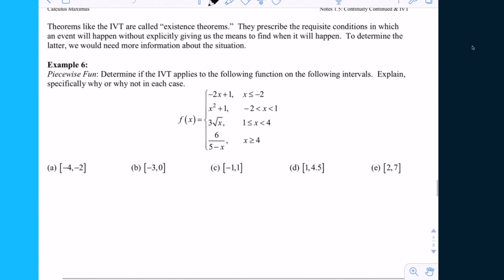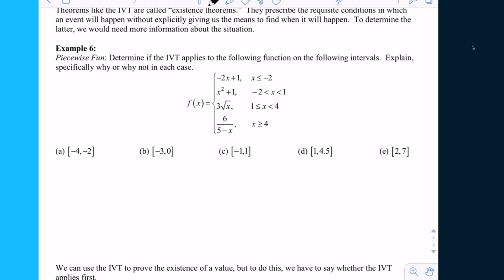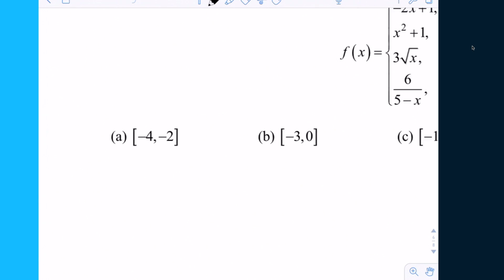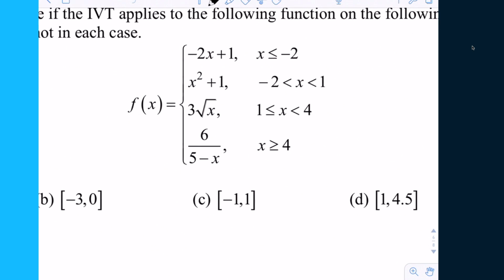So let's see if the IVT applies on these intervals, which means we're just going to be looking to see if the function is continuous on these closed intervals. So the first one's from -4 to -2. Which piece are we looking at from -4 to -2? Exclusively the top piece, right? Because it's less than or equal to -2.